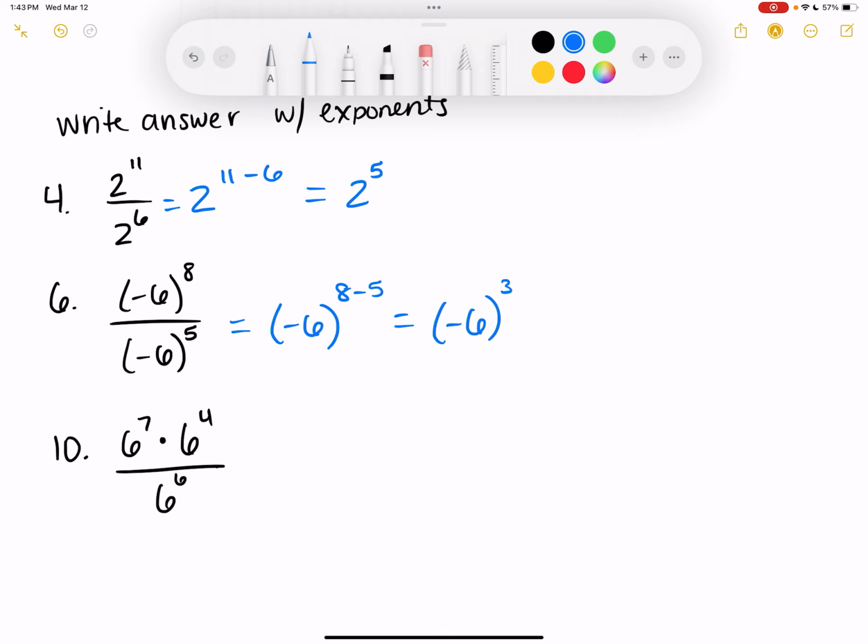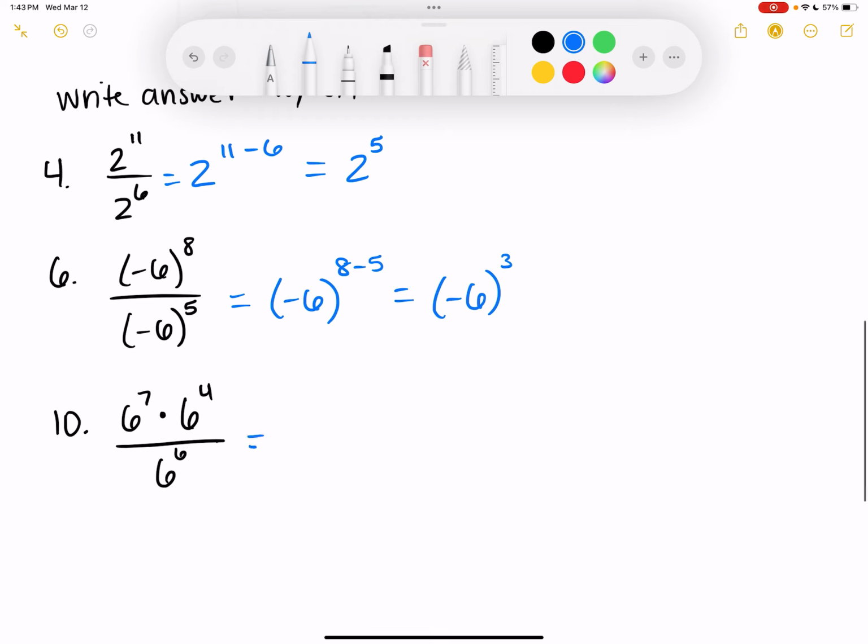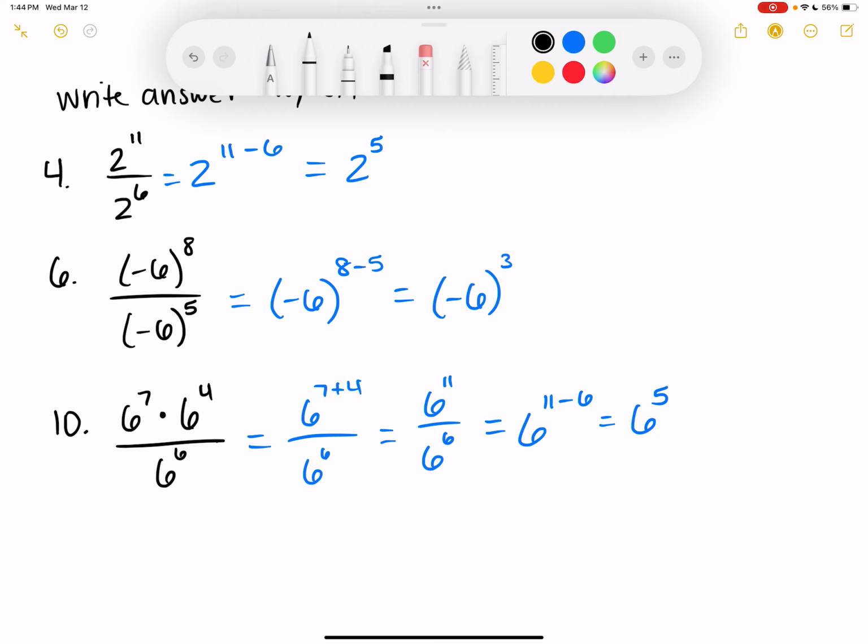6 to the power of 7 plus 4. Yep, so on top I've got 6 to the 7 plus 4 over 6 to the 6th. So that is 6 to the 11th over 6 to the 6th. Now I can do the next step of subtracting, 6 to the 11 minus 6, which is 6 to the 5th. That looks oddly similar to the problem. Number 4.